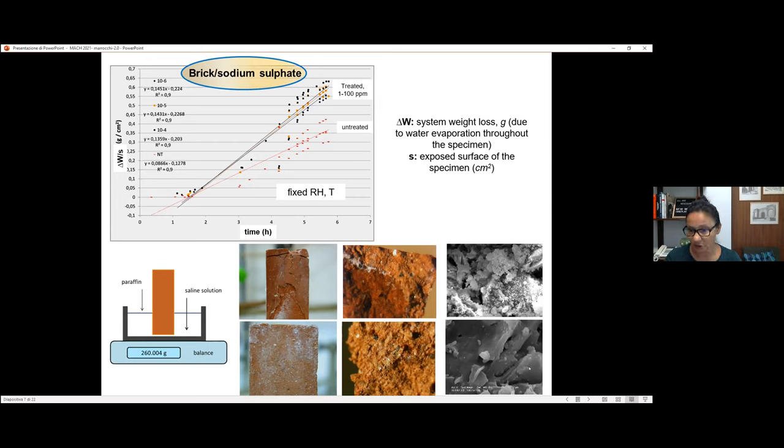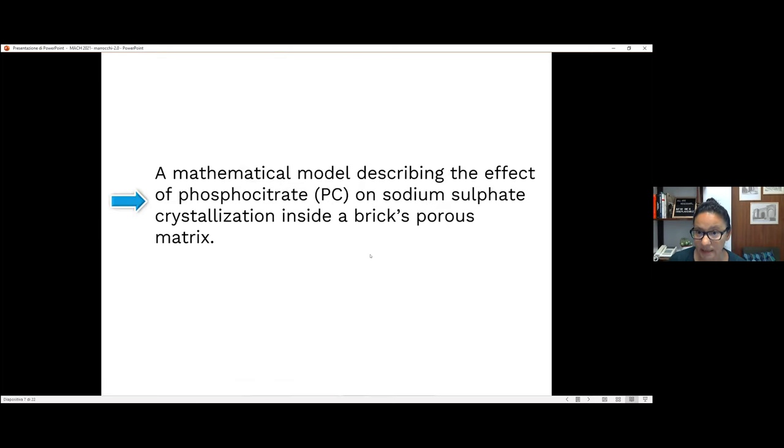And here you can see a demonstration of this. Here are the untreated samples, and here you can see the treated sample. These last two are pictures I already showed you a while ago. Macroscopically, the efficiency of the inhibitor on salt crystallization translates into an increase of dissolution transport, that is, a lower harmfulness for the porous matrix. But the use of these inhibitors is still controversial since it is not completely clear how they work in a porous material. And this is where the collaboration with Roberto, Gabriella, and Maurizio started on this topic.